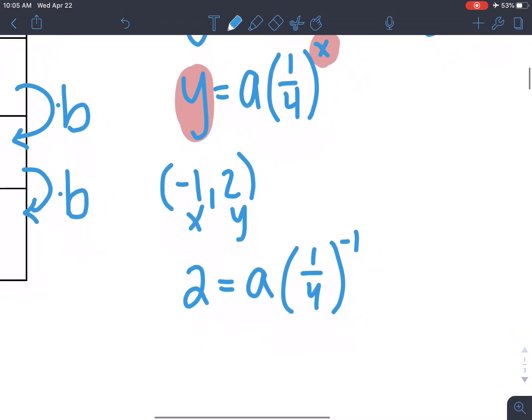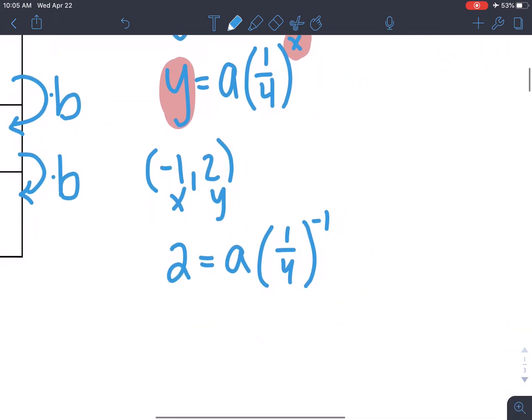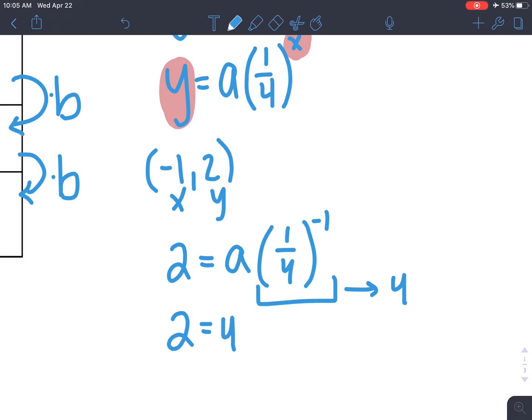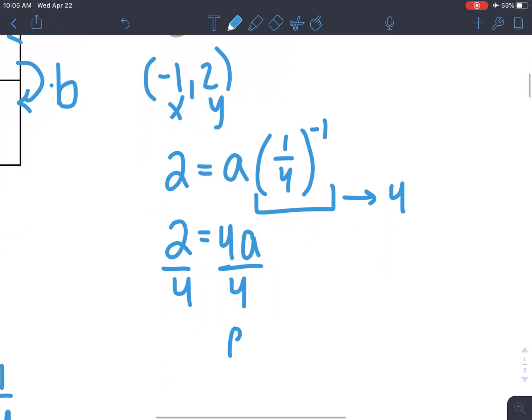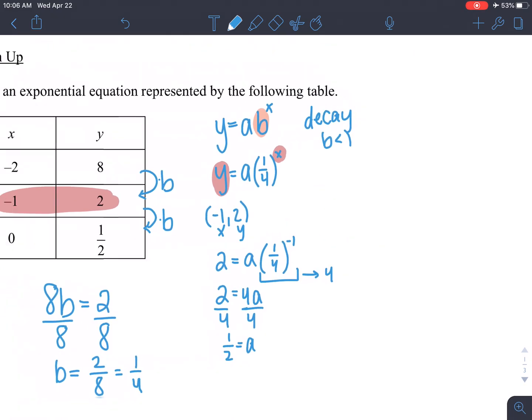Now I know from my exponential properties that anything with a negative exponent, we have to switch to the other side. So numerators become denominators, denominators become numerators. Also thinking of that as the reciprocal. And since I know if I take the reciprocal of that, I get 4. Anytime I write a number times a variable, we always put that in front. So I'm just going to model that here. And then divide both sides by 4. And I find that my a value is 1/2, meaning this exponential function was shrunk by 1/2.